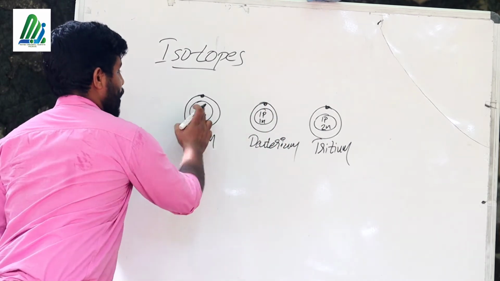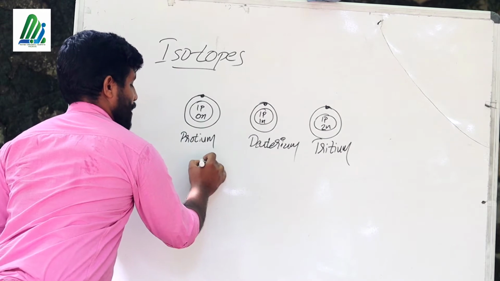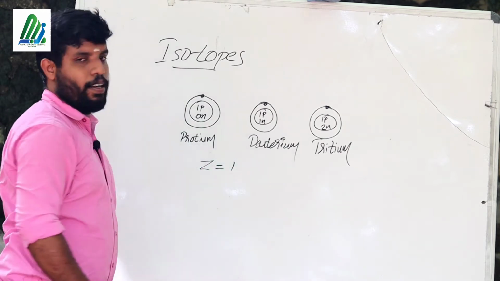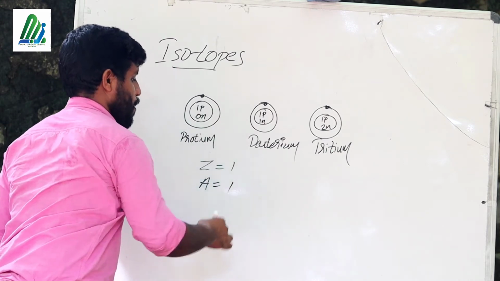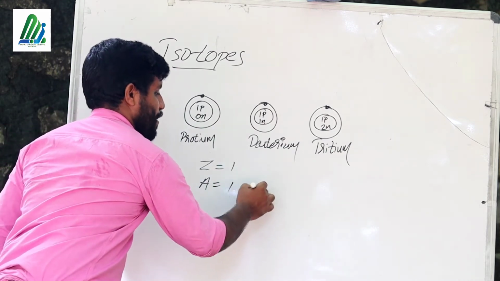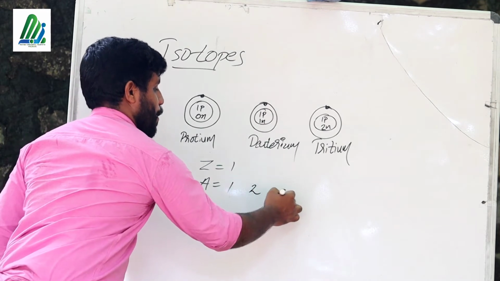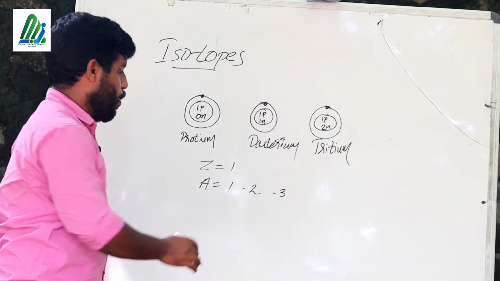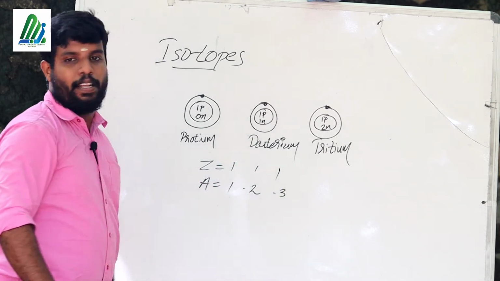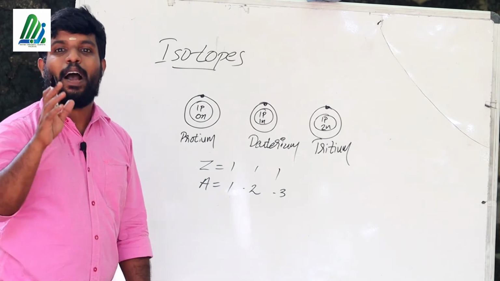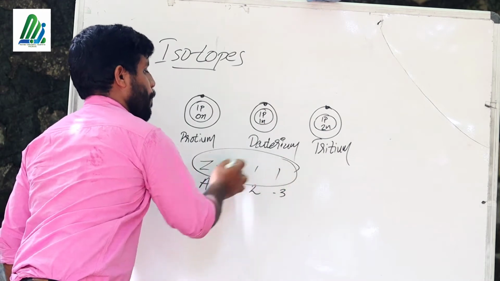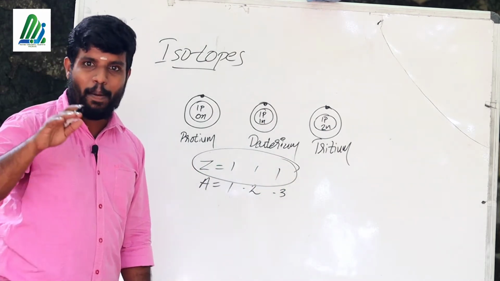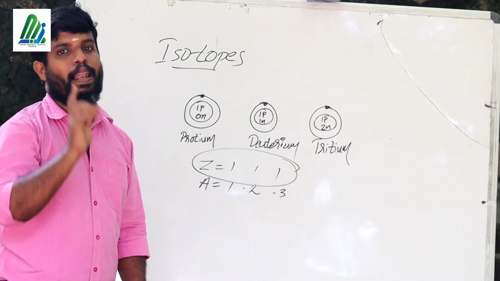So what is the difference there? The number of protons, that means the atomic number, is always 1, but the mass number differs. In the first case it is 1, in the second case it is 2, and in the third case the mass number is 3. But in all cases the atomic number is 1. So atoms that have an equal number of protons have the same atomic number, and the same atomic number implies the same element.